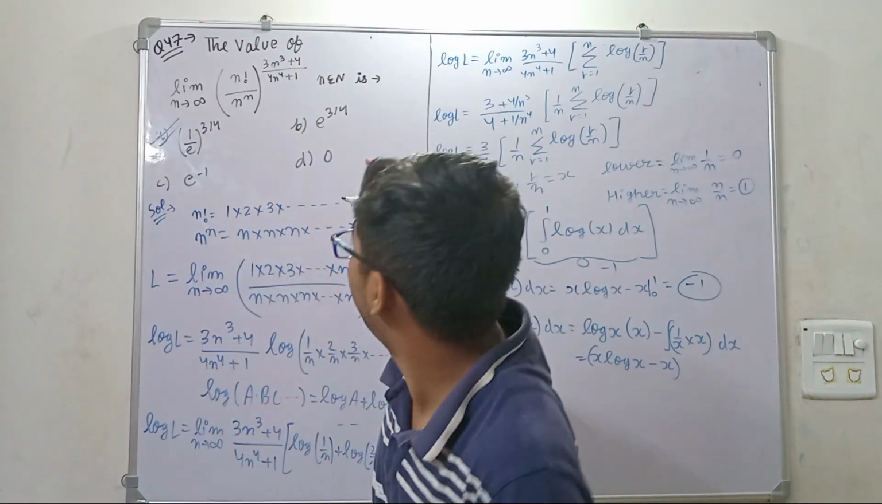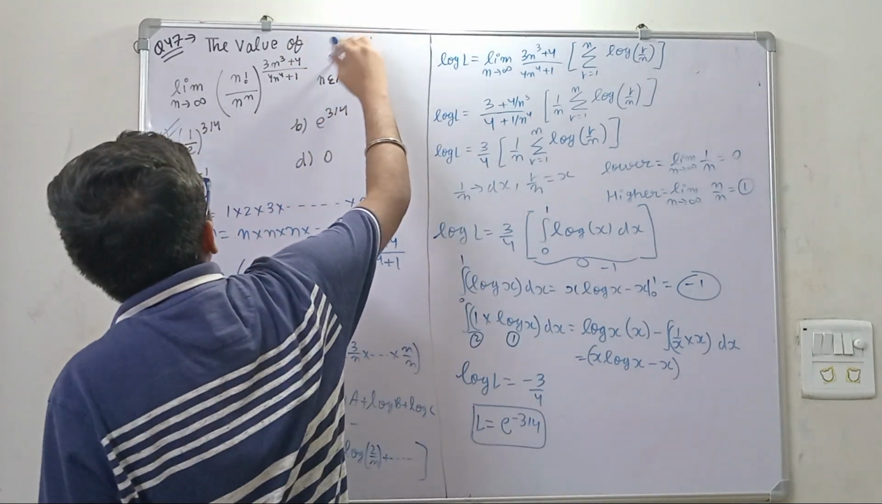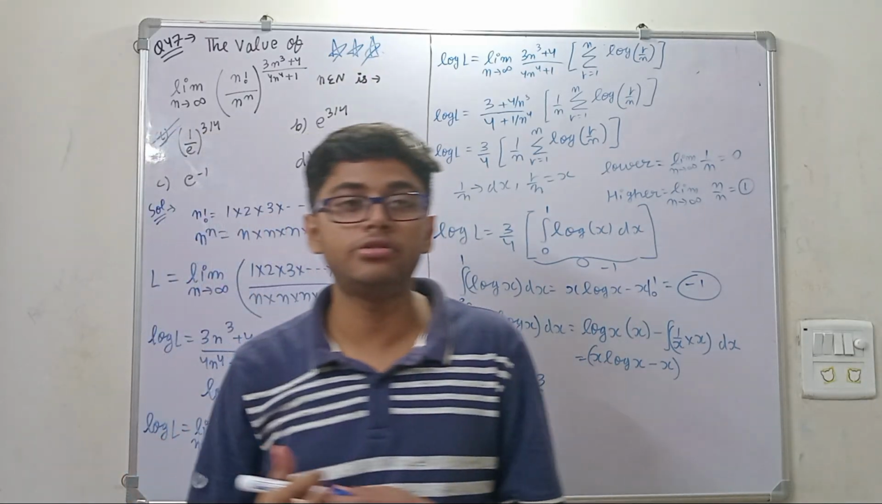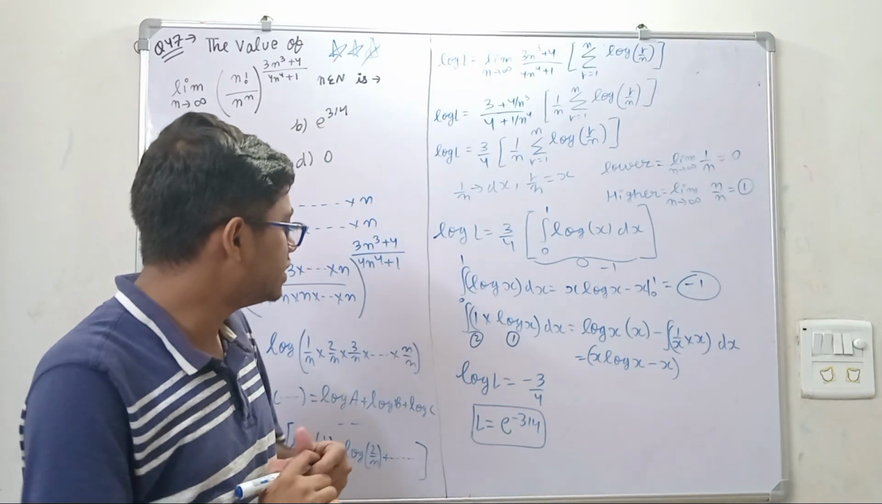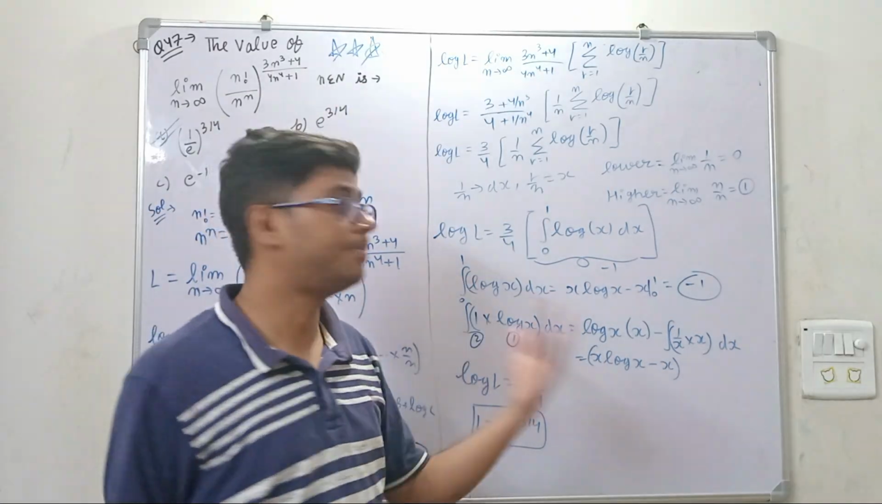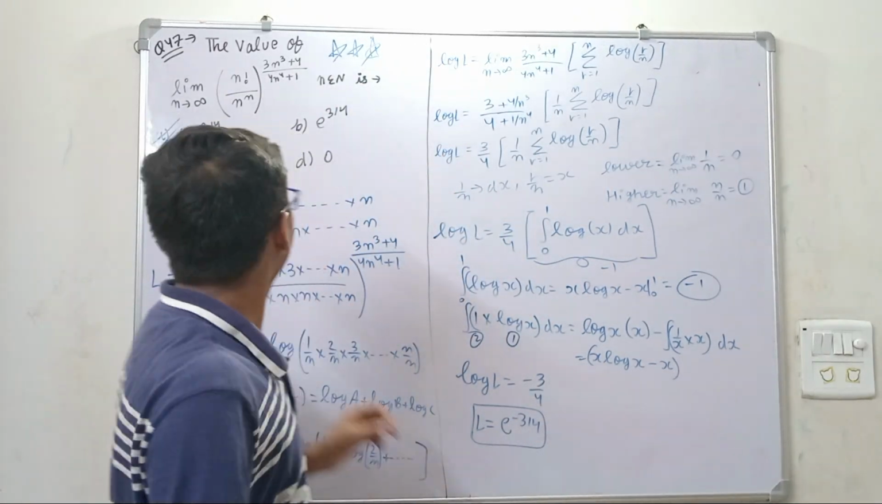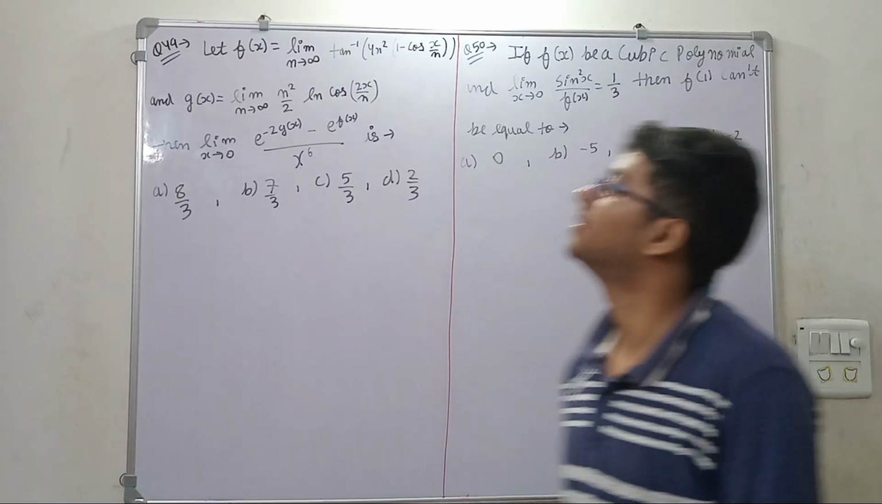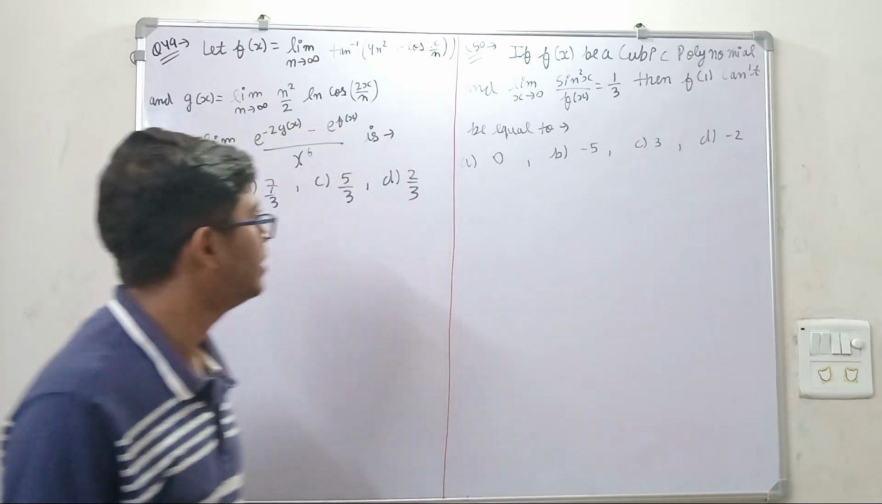Okay, so this was a very good question. I will star mark this question, a 3-star to this question, because this was a very good question and 3 chapters were involved. Okay, this is a general pattern of the JEE Mains question. Now moving on to question number 49 and 50.